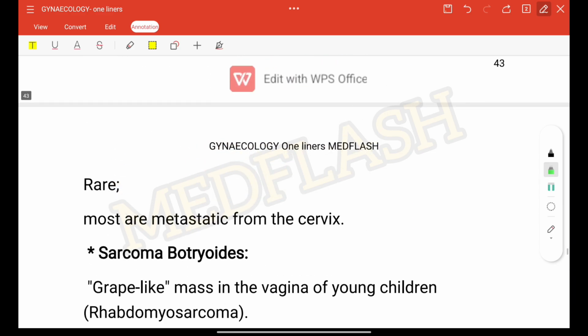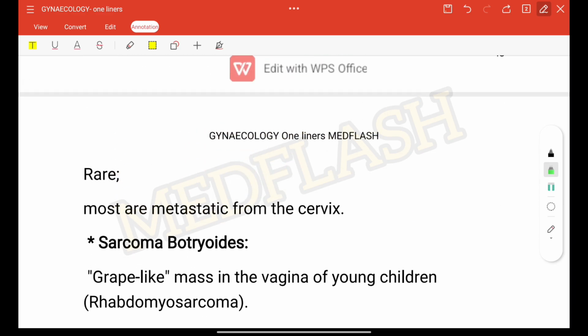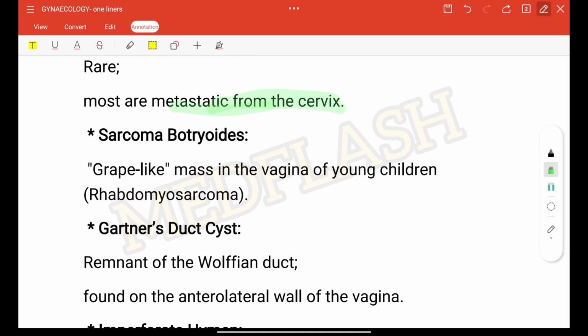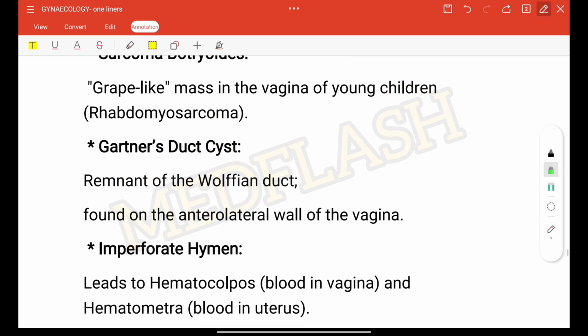Vaginal cancer is rare. Most are metastatic from the cervix. Sarcoma botryoides: grape-like mass in the vagina of young children. Gartner's duct cyst: remnant of the Wolffian duct found on the anterolateral wall of the vagina.